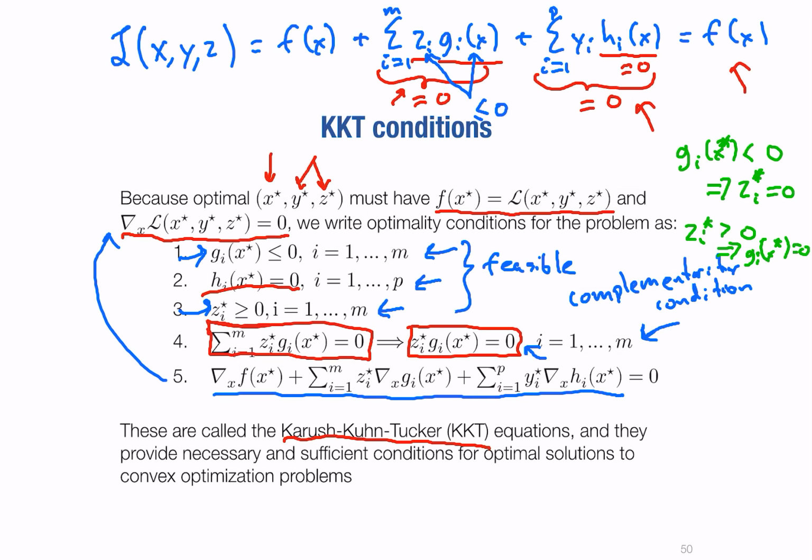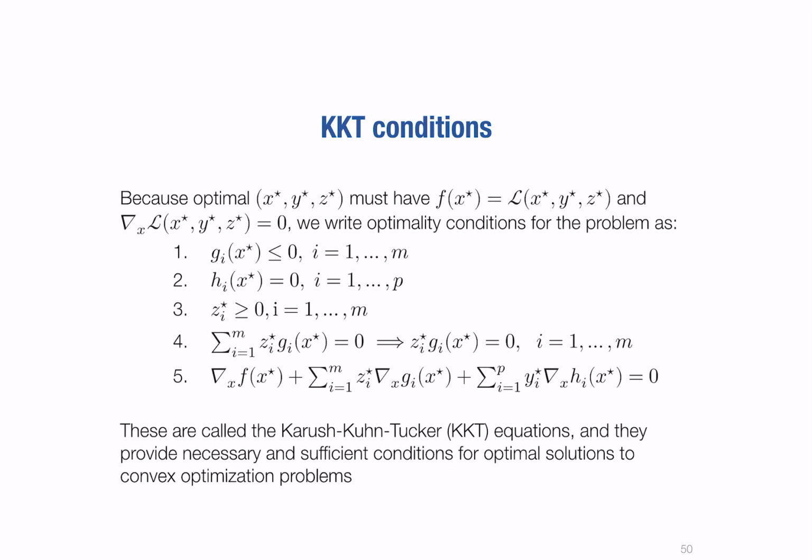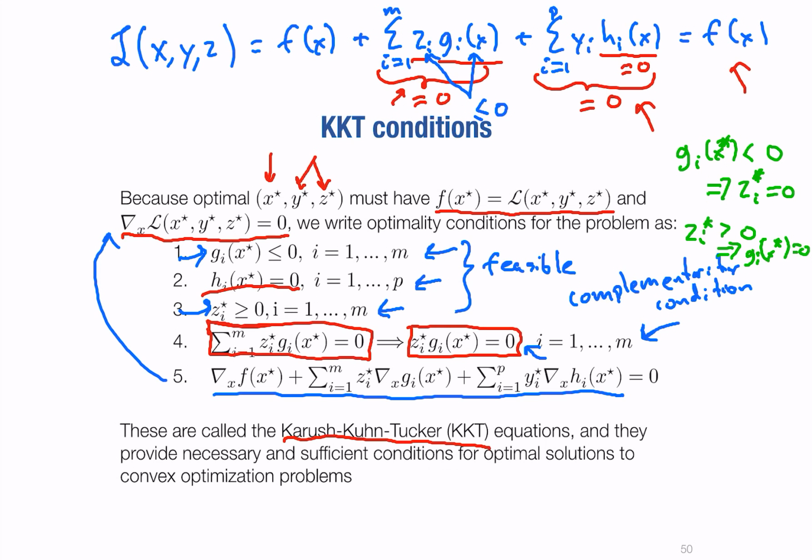So in other words, if one of the inequality constraints holds with strict inequality, the other dual variable has to be equal to 0. And if one dual variable is bigger than 0, then the constraint has to be tight. It has to be exactly equal to 0 instead of less than 0. And this is why it's called the complementarity conditions. It means that you have either one or the other. It's a really interesting and important property of convex problems in general.